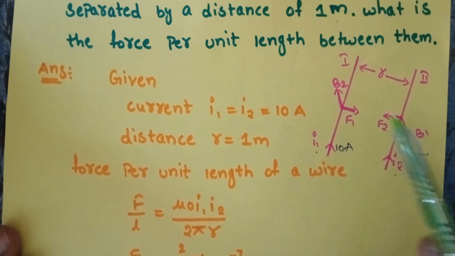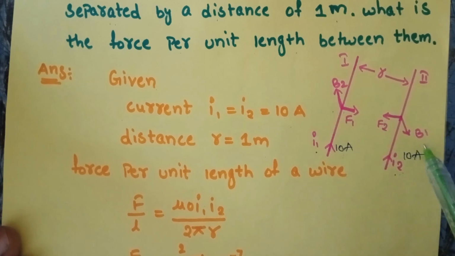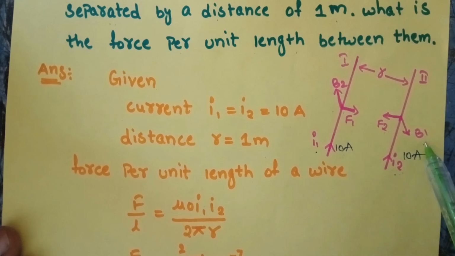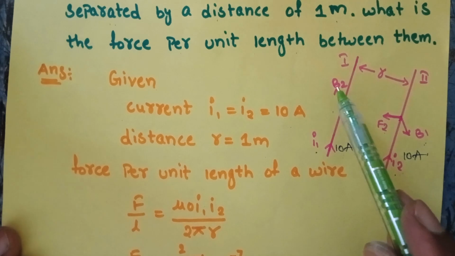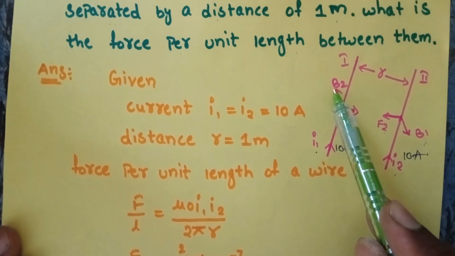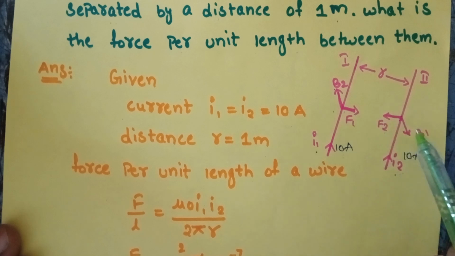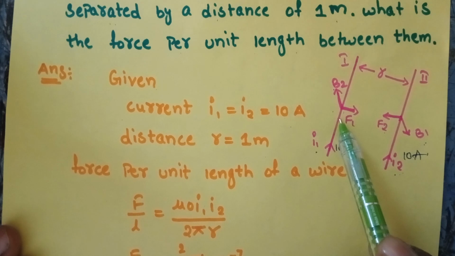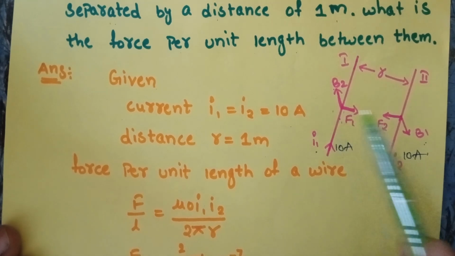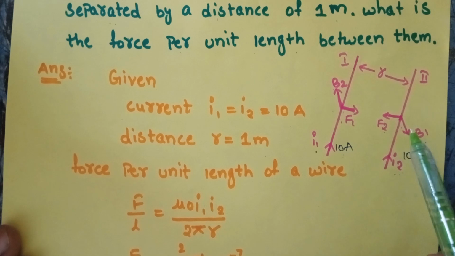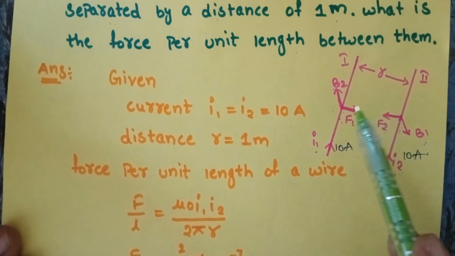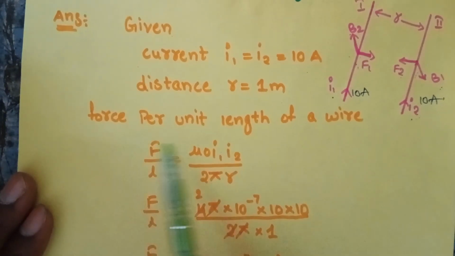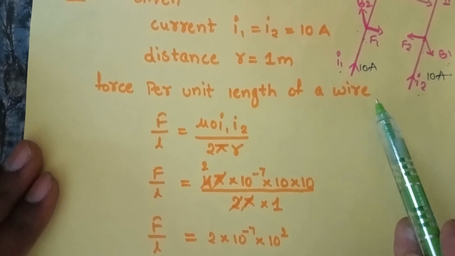Now force is acting on the two wires. At that time magnetic field is produced. Force F2 is acting due to magnetic field B1, and force F1 is acting due to magnetic field B2. We know a current carrying conductor produces a magnetic field. The first conductor's current produces a magnetic field which acts on the second wire. The second wire's current produces a magnetic field on the first wire. Here we can find out the force per unit length of a wire.